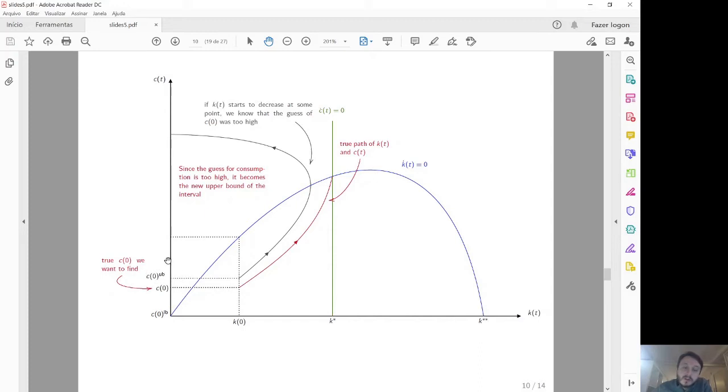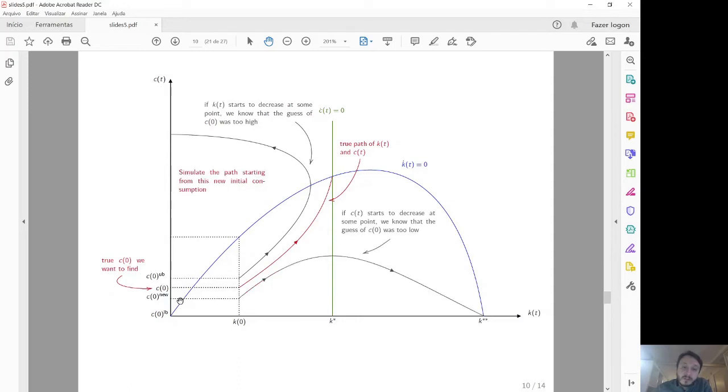And then we can do the same procedure again. Let's now make a new guess for consumption, which is now the middle of the new interval, which is here somewhere. Now the new initial consumption is this one here. And we do the same thing again. Let's simulate the paths of capital and consumption using the Euler method.